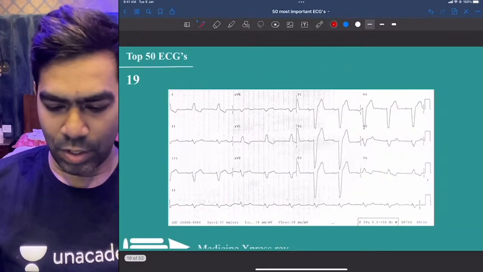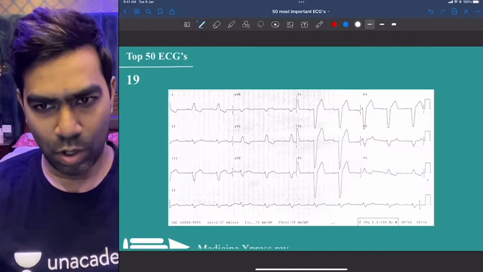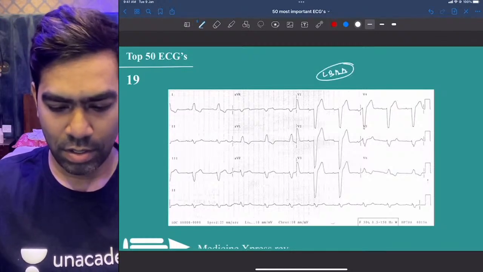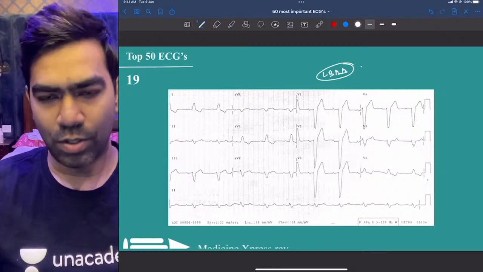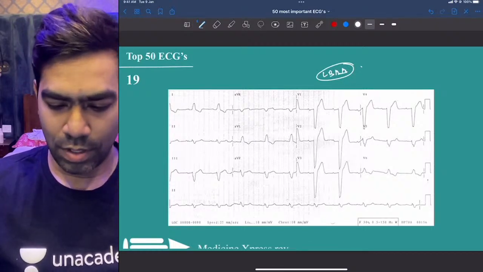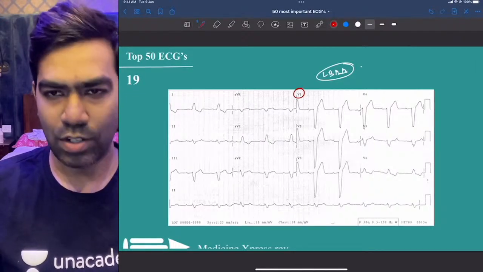And coming to the 19th EKG, we are going into the conduction blocks. This is an example of a left bundle branch block, to start with. In exams, it's very easy to find a left bundle branch block. So look at lead V1. The first thing is to look at lead V1. That's all you need to look out for.